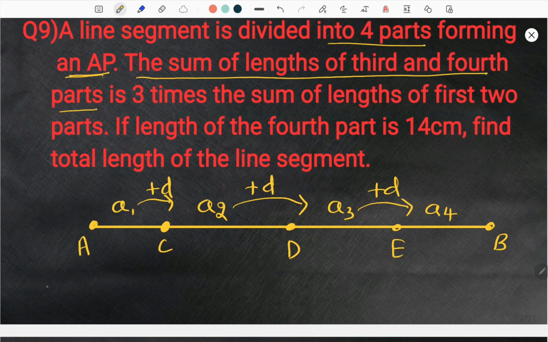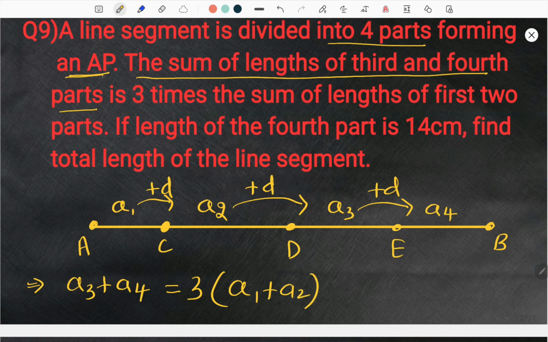Third and fourth parts means, you understand, A3 plus A4. The sum of lengths of third and fourth parts is 3 times the sum of lengths of first 2 parts. That is, the sum of the third part and fourth part is 3 times the sum of the first part and second part. This is the meaning of it.